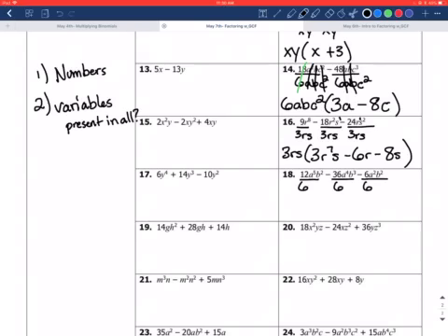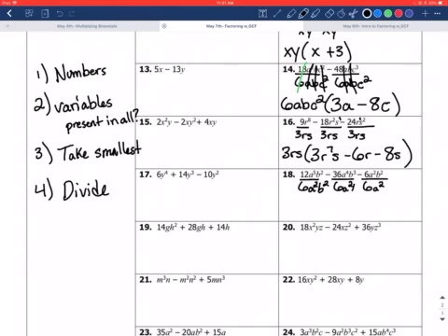And we're asking, are the variables present in all terms? And if so, take the smallest, and then we divide. All right, so now we're looking at the variables. Is an a present in all terms? Yes, it is. We take the smallest, which is squared. Is a b present in all terms? Yes, it is. We take the smallest, which is also squared. So we're doing 6a squared b squared for both of these.